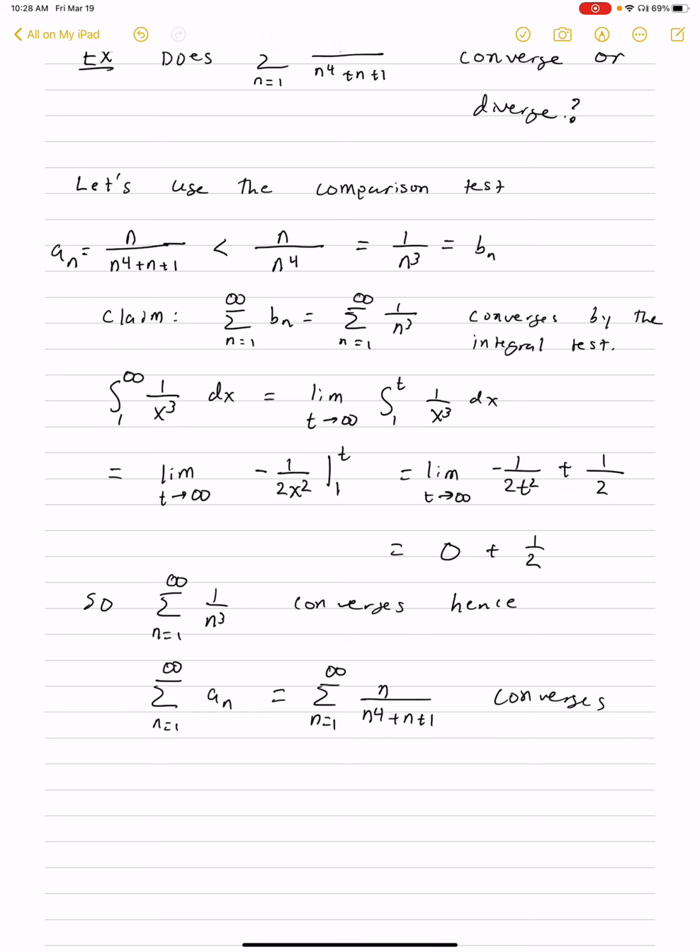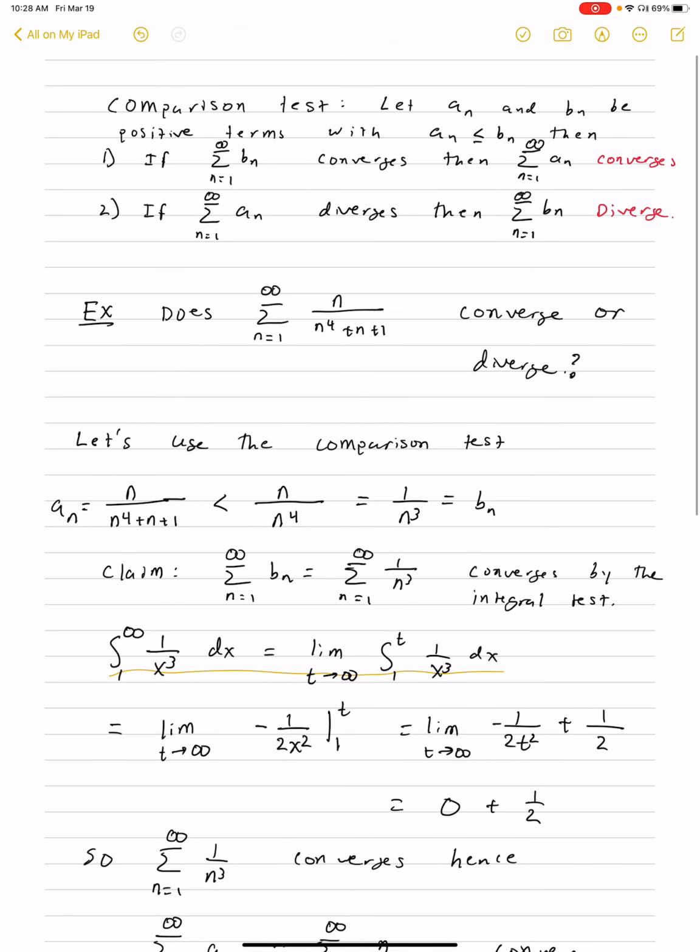So just remember, the main takeaway from today is just this comparison test up top.